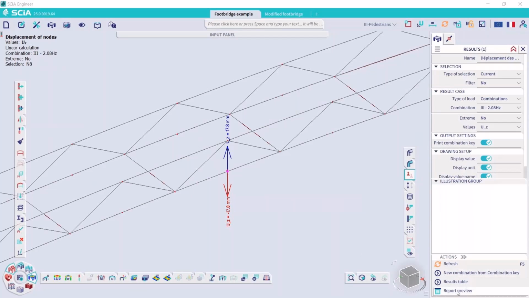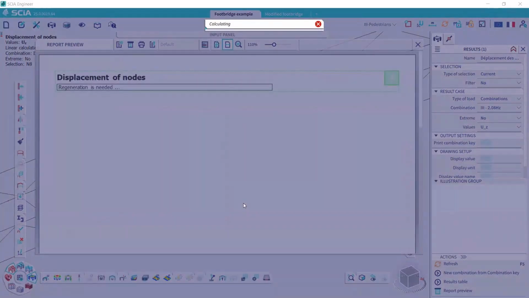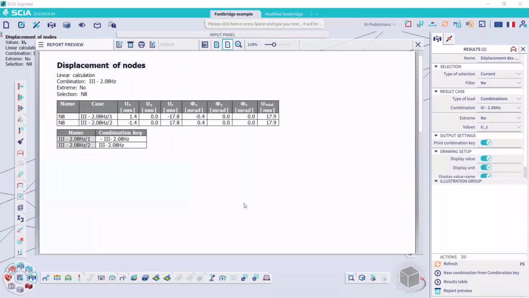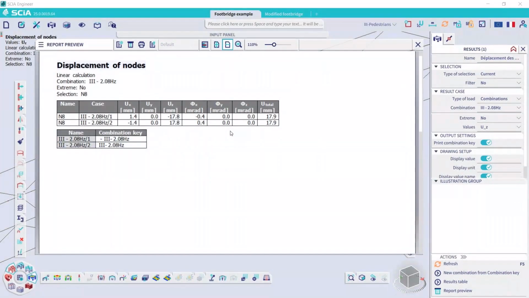And if we ask for a preview, you can see that the first value of minus 17.8 is obtained for combination number 1, which is minus the load case we have. And the value of 17.8 is obtained for the load case in itself multiplied by 1. So this means that we can cover both amplitudes using a combination which will, in the background, multiply our load by -1.